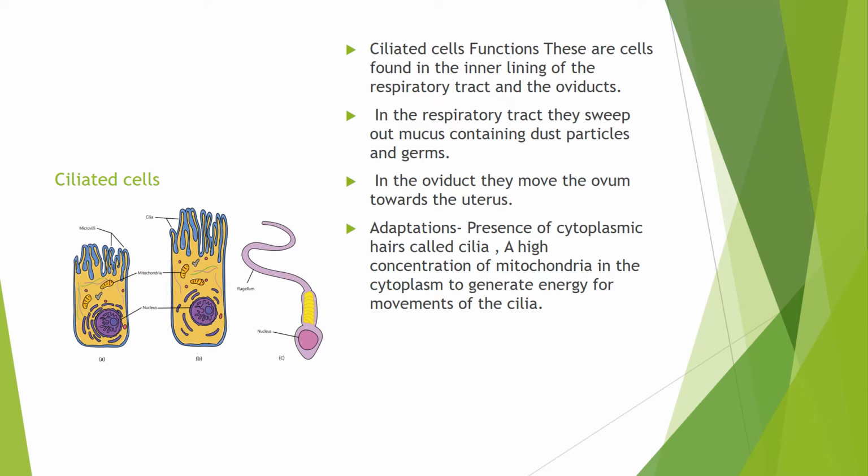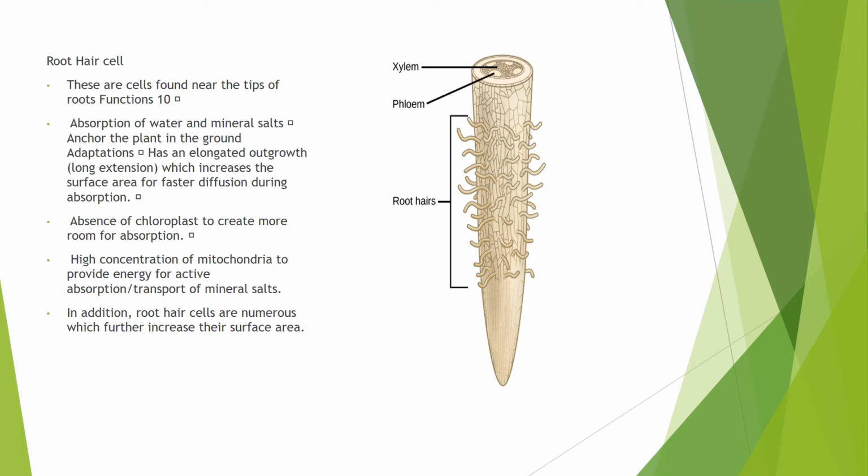They have special adaptations that make them very suitable for their job. The presence of cytoplasmic hairs called cilia makes it easier for them to do their job. They also have a higher concentration of mitochondria. Remember, we said the mitochondria is the powerhouse. It generates energy, so it provides energy for the cilia to keep moving, right? So we have this specialized cell. This is very, very important.